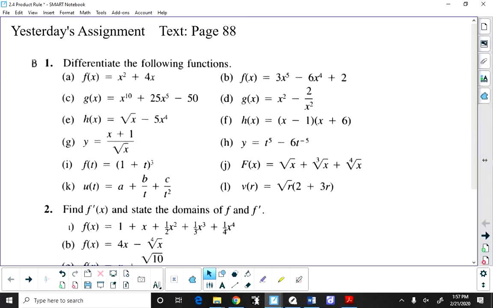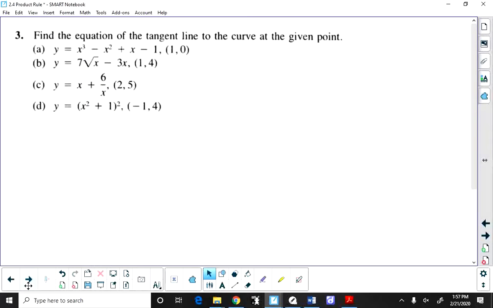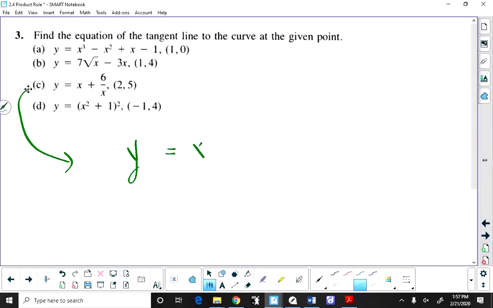As well as having the ability to find derivatives, now you have the ability to find equations of tangent lines. And that really is what the quiz is about. So to pick a quick example here, if we were to choose C, and I said to you, determine the equation of the tangent to this function. The function is y equals x plus 6x to the negative 1. And the point of interest is (2, 5).